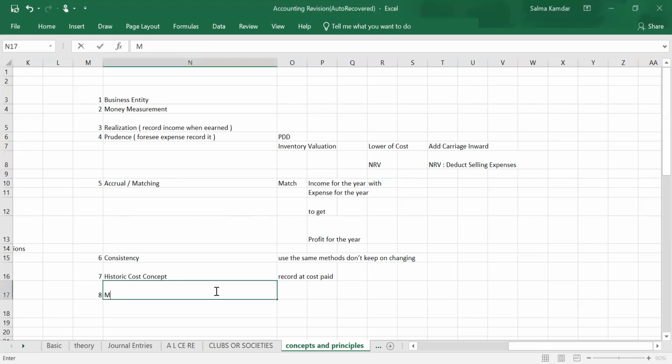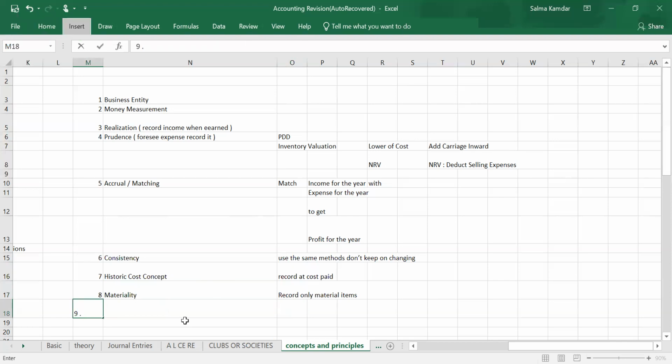Materiality. Record only material items. Not the comparable one, that's something else. What else? Come on, which other thing?